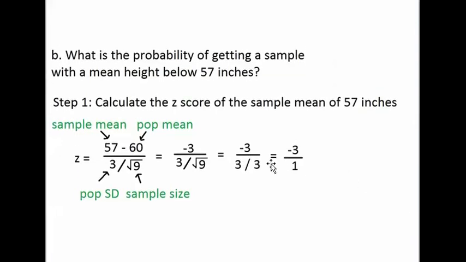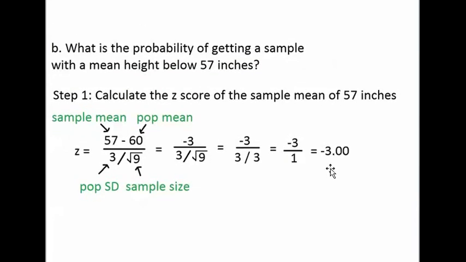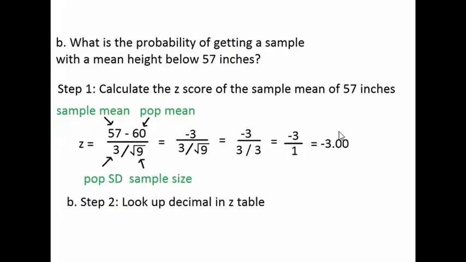3 divided by 3 is 1. That's why we have 1 on the bottom. Now we just divide the top number by the bottom number. Negative 3 divided by 1 equals negative 3. So we finished step 1. We found our z-score.